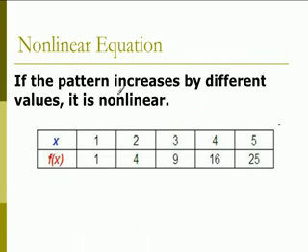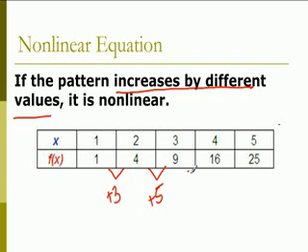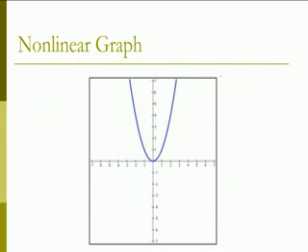A nonlinear function increases or decreases by different values. So let's see here. If we go from 1 to 4, you add 3. From 4 to 9, you add 5. From 9 to 16, you add 7, and so on and so on. So those are different amounts, so each time you make a jump it's a different amount, so it's going to be nonlinear. And that's what that graph would look like. And in previous lessons, you remember this is a parabola.